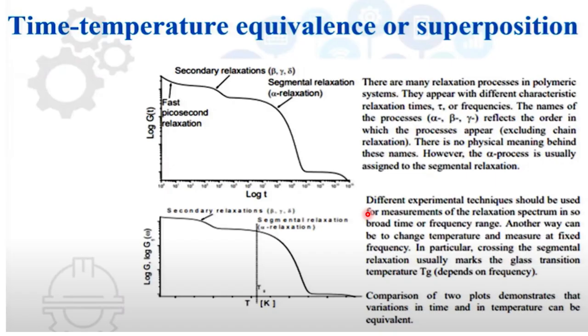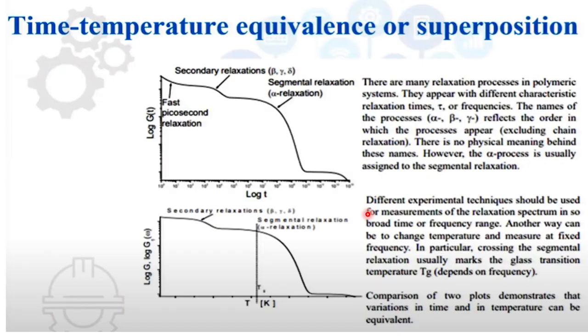Below the glass transition, there may also be other kinds of relaxation, like beta or gamma type transitions. The names of these processes, alpha, beta, gamma, reflect the order in which the responses appear, which actually depends on the frequencies. So there is no physical meaning behind these names. However, the alpha process is usually assigned to the segmental relaxation.